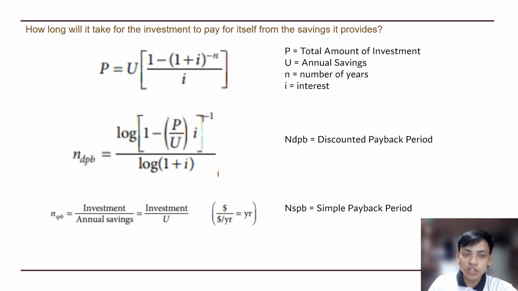Sometimes, in engineering applications, the time value of money is not considered. Then it is called a simple payback period, which is just the simple investment over annual savings.